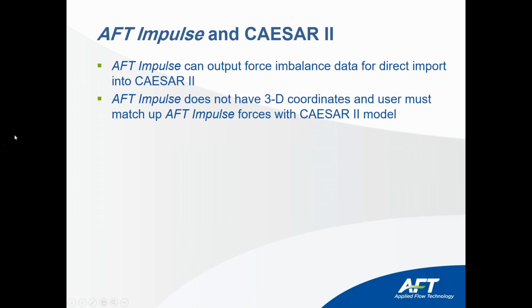AFT Impulse can output forces and ballast directly to Caesar 2. AFT Impulse does not consider 3D coordinates, and the reason for this is that, for the fluid, when you calculate the forces, the positive direction is the sense of the flow. So that will be the direction that is going to be considered. So when it's exported to Caesar, it's only exported in the X. So you have to make the changes.